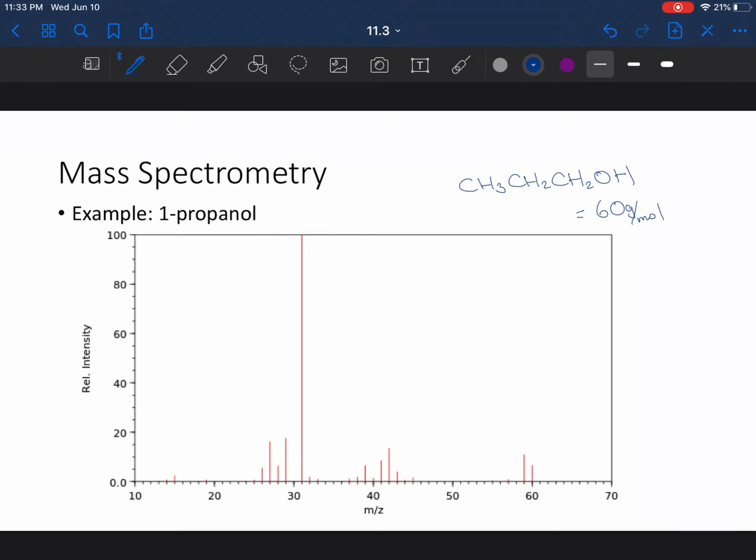Okay? Because we know, using our skills of calculating molar mass, that propanol is 60 grams per mole. Hence, your last peak should be 60. And it is. Thank goodness. Imagine if it's not. Okay? But the question is, what are these?